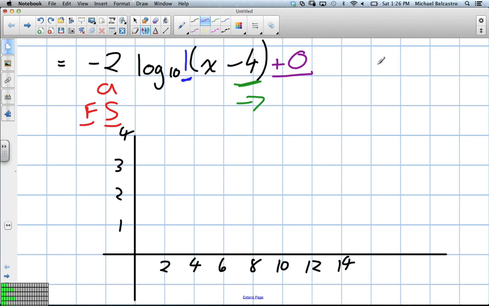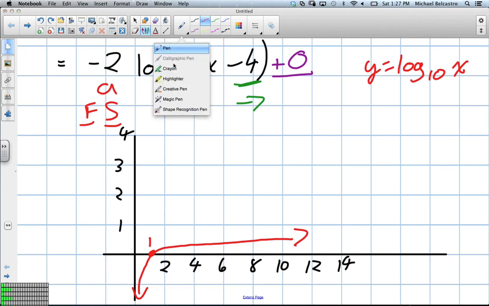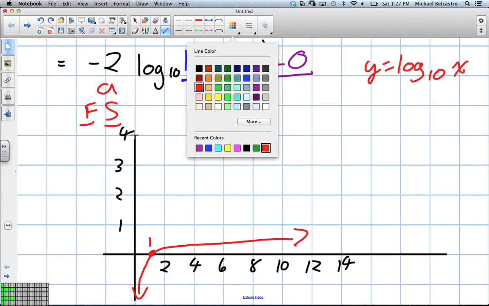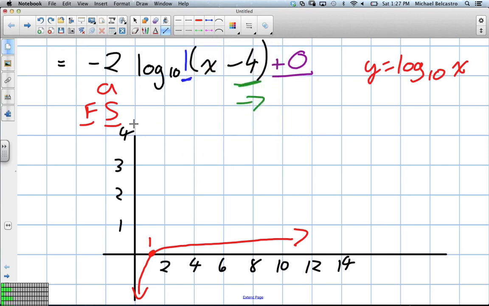Now, our original log, let's say we had y is equal to log 10x. That original one goes through 1, we know. It comes up like this and gets pretty flat. That's the general idea of it. We know it's going to hit at the value of 1, and we have a vertical asymptote. At our original one, we have a vertical asymptote at 0.